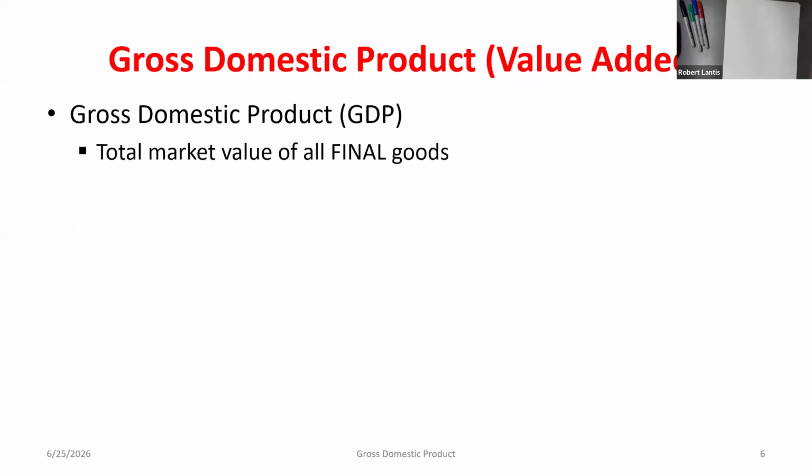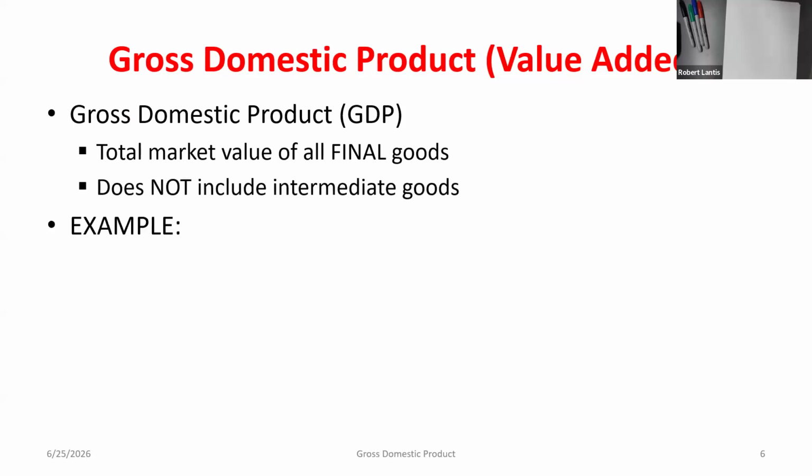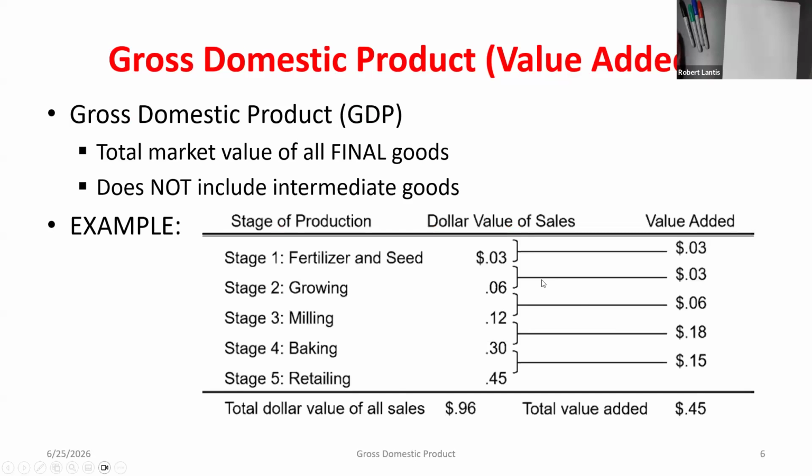There we go. So I just want to show you another way that we can think about GDP, highlighting that it's only final goods that are being produced in our economy. So it's the total market value of final goods, but won't include intermediate goods. So I think I stole this from the book, but I'm hopefully going to do a better job explaining it.